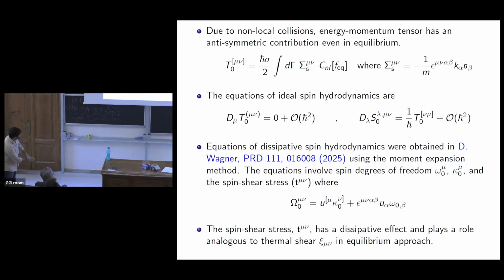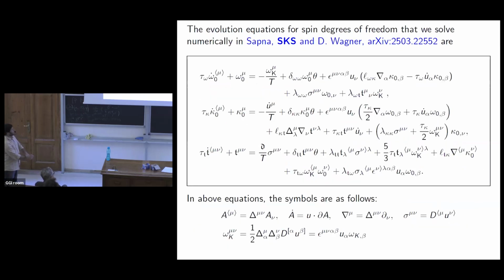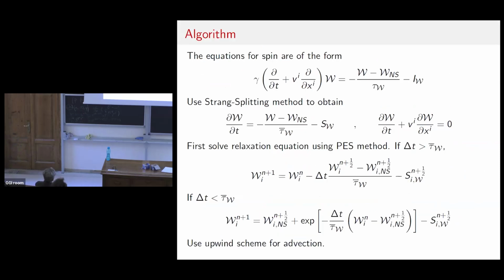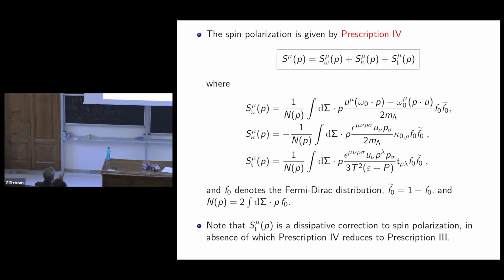Except for this coefficient, this is actually thermal shear, right? Yes. In the infinite time limit, this actually approaches prescription 1, the equilibrium approach. But this is dissipative, so we have an additional contribution.